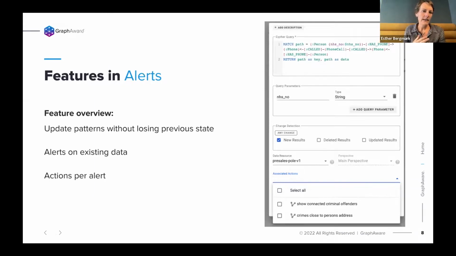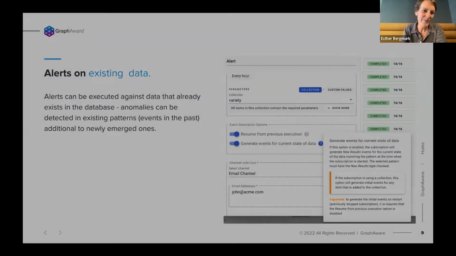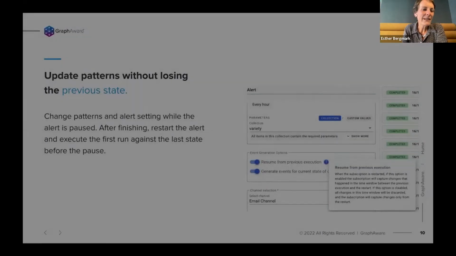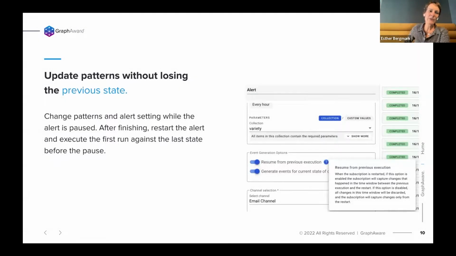Connected to that is, we call it here update pattern without, sorry, I'm on the overview page. I'm going to go to the details page. So this is what I just told you about the existing data, right? It's an option in the alert now, and I'm going to show you in the demo as well. Then we have updating patterns without losing the previous state. So let's say you have a pattern that detects changes in data, upcoming changes, new changes.